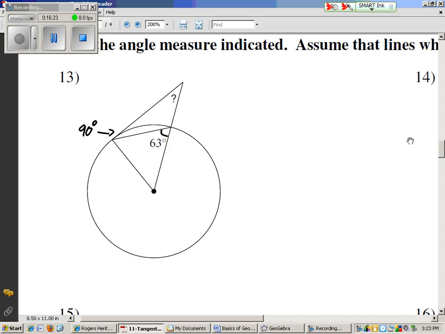These two are radii, which means they're the same measure, which if I go back to what an isosceles triangle is, the base angles theorem tells us that these two are the same. So that's 63 and 63. Add those together. What's that going to be? 126. Subtract that from 180, and I'm going to get that this is 54 degrees in this corner.